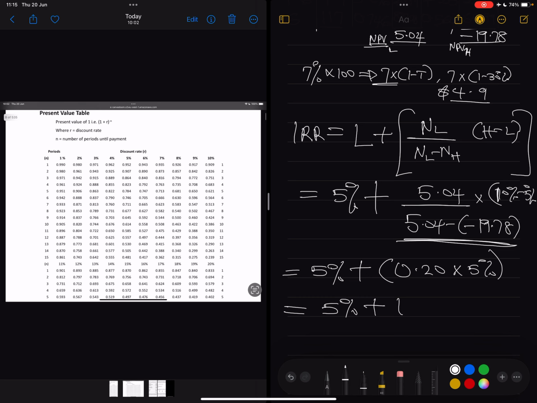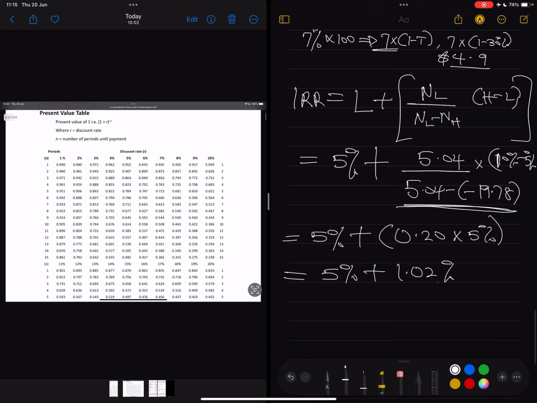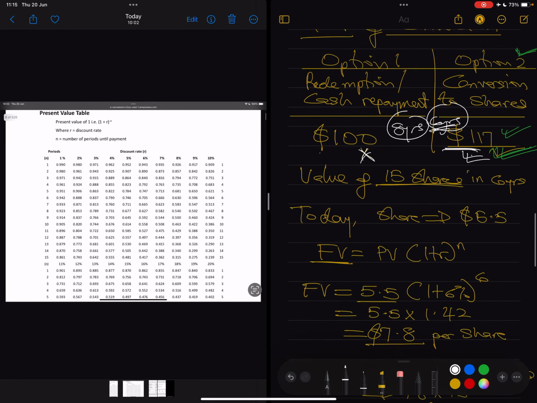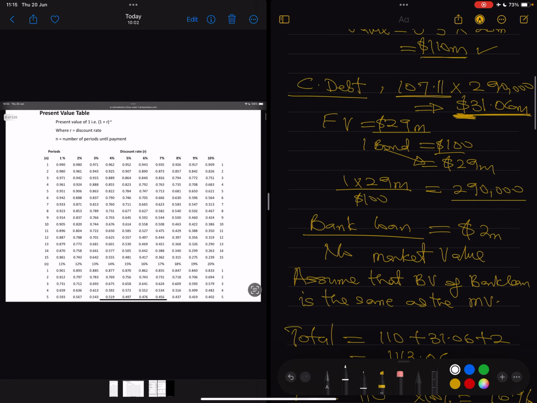plus 1.02%. And that equals 6.02%. And that is IRR, which is our cost of convertible debt. Usually in a question like this, this part will get the highest mark allocation because it requires a lot of calculations. So 6.02%, let's go to our table.